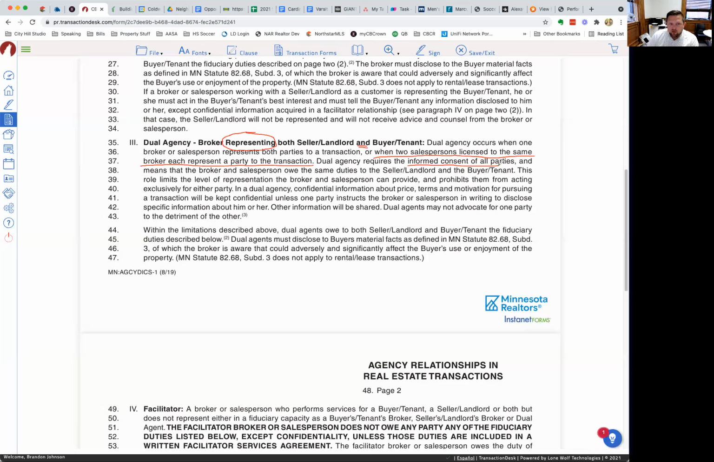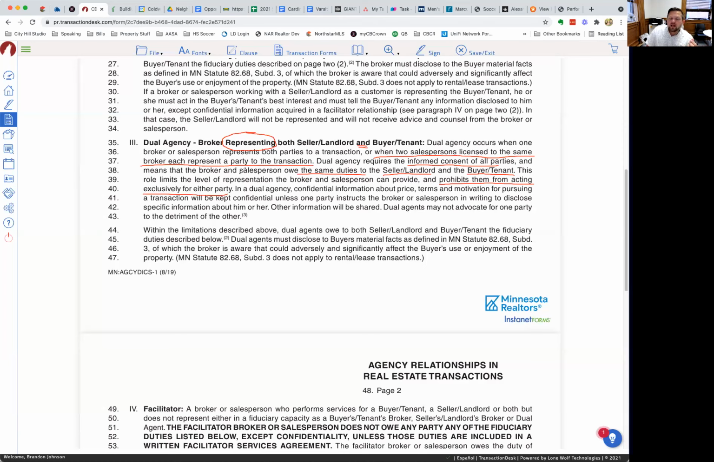That's where you have to get that in writing. So dual agency requires informed consent of all parties and means that the broker and salesperson owe the same duties to both parties. And we're going to talk about what the fiduciary obligations are later, but that's where you owe the same thing. This role limits the level of representation the broker or salesperson can provide, and this is the phrase that I always use: prohibits them from acting exclusively for either party.